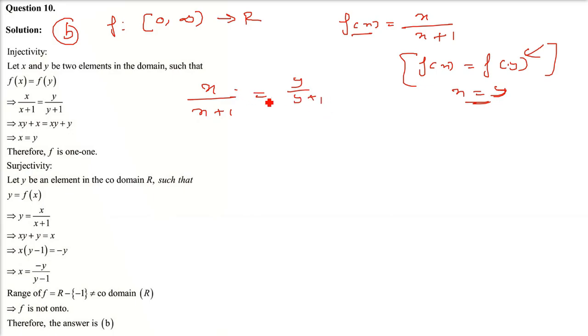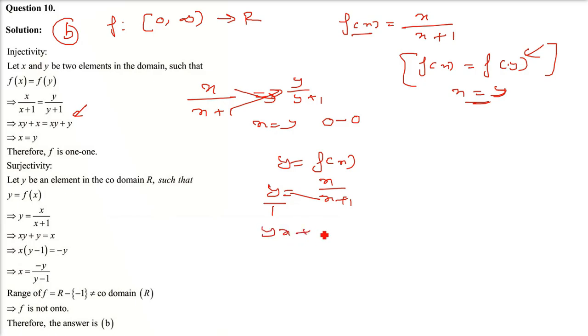Now just cross multiply it and just rearrange it. It is already being done multiple times, so I just show you on the left hand side. You see x will be equal to y. That is very clear that f is 1 to 1. So injectivity is proved. Now coming to surjectivity. So y equals fx. For every value of y, there has to be a pre-image, that is x. Y equals fx. What is fx? X by x plus 1. So let us rearrange by cross multiplication: yx plus y equals x.